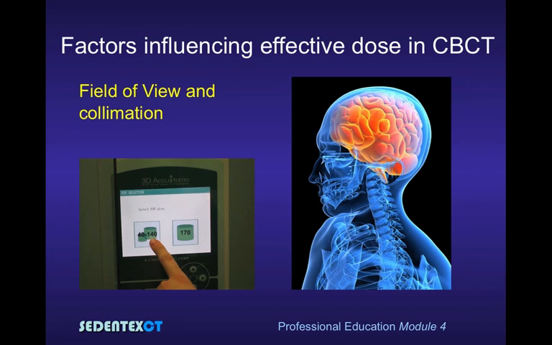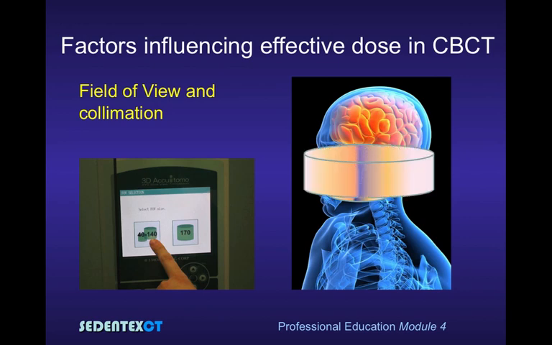One thing that's apparent to all of us is the influence of the field of view and collimation. All other things being equal, a small volume, such as shown here, achievable with some pieces of CBCT equipment, will give a lower dose than larger volumes, such as seen here. But I emphasize that all other exposure factors would need to be equal for that relationship to be very clear-cut.